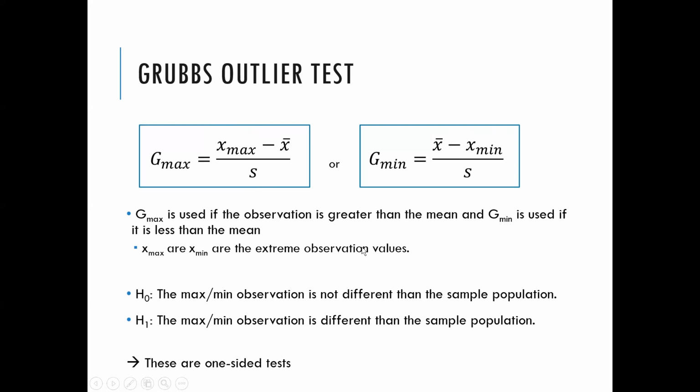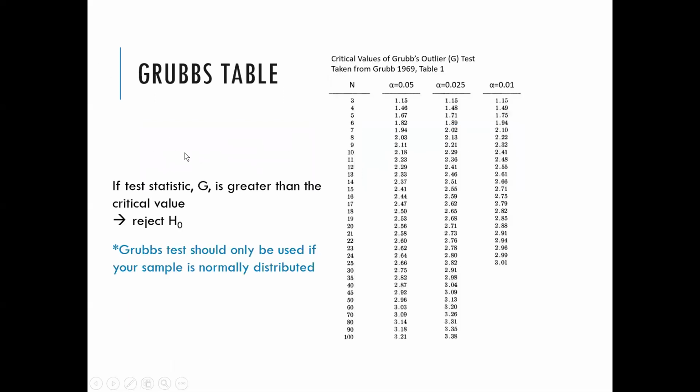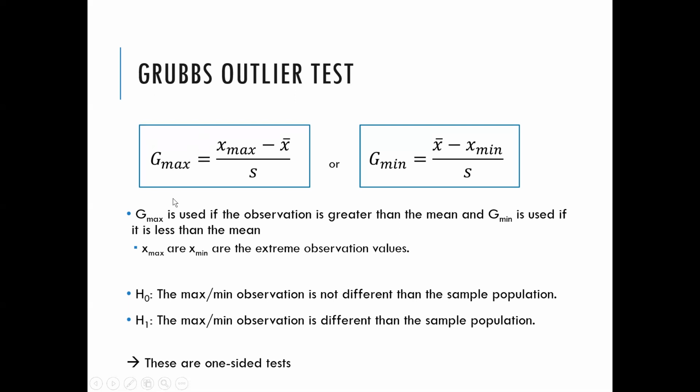And this is actually a one-sided test. So the null hypothesis for this test is that the maximum or the minimum observation is not different than the sample population. So if we were to try to detect an observation that's greater than the mean, then we would use this test statistic. And the null hypothesis would be the maximum observation is not different than the sample population. And then the alternative hypothesis would be that the maximum observation is different than the sample population.